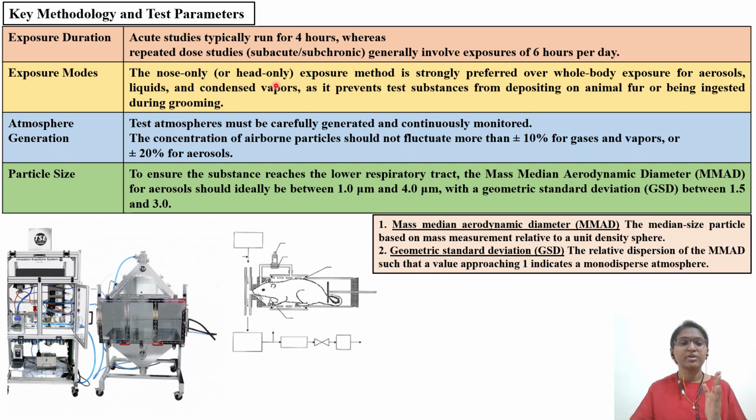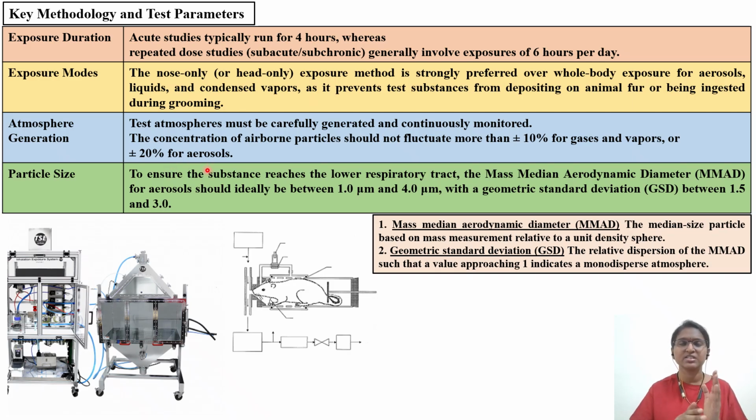Okay. Then coming to atmospheric generation, this is again very important, a very big challenge, as I told you, for the inhalation study director. You should be knowing what is MMAD and what is GSD. So please pause the video and go through the definition. The test atmosphere must be carefully generated and continuously monitored. The concentration of the airborne particle should not fluctuate more than plus or minus 10% for gases or vapors and plus or minus 20% in the case of aerosols.